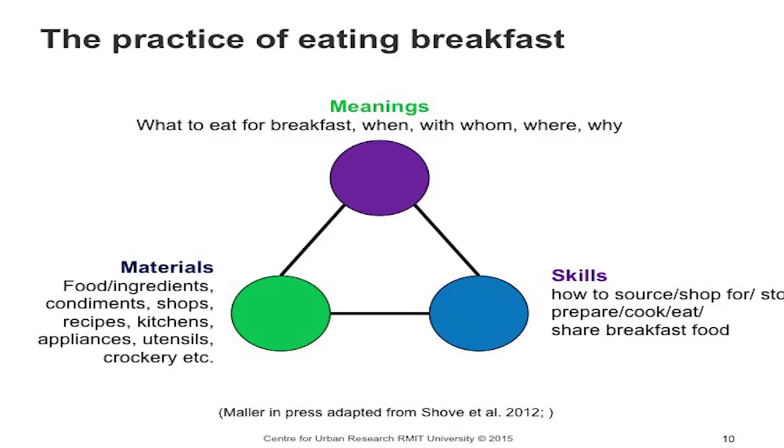So I've got the practice of eating breakfast here, where we have meanings of what to eat for breakfast, when, with whom, where and why. Skills relating to how to source, shop for, store, prepare, cook and eat breakfast foods and drinks, cleaning up, treatment of waste. And the particular materials and infrastructures involved, so the food itself, the beverages, condiments, shops, recipes, kitchens, appliances, the list could almost be endless. It really depends on your focus. But each practice, whether it's eating breakfast, running outdoors or showering, must be performed habitually by multiple practitioners. If it's only performed by one person, then it's technically not a practice.